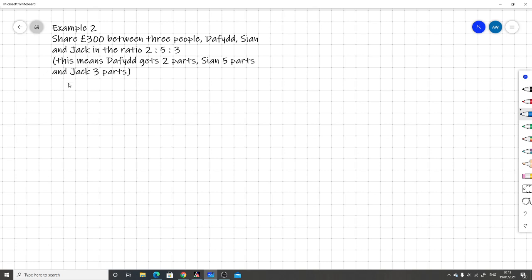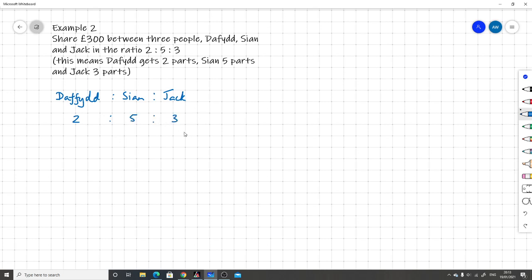So just going to write that down like I did in the other example. I'm going to write David to Sean to Jack is the ratio 2 to 5 to 3.